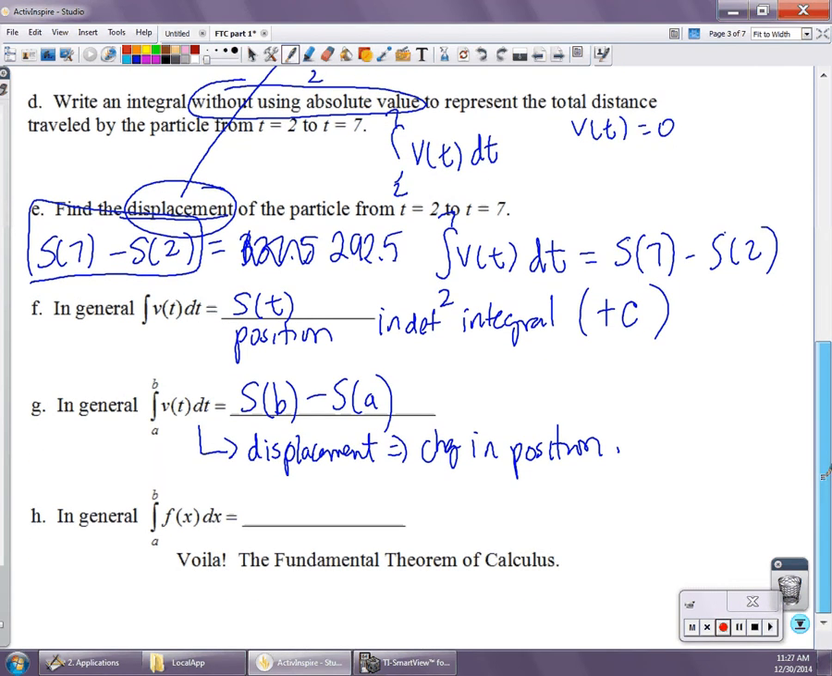And then in general, not just on a velocity function, but any function, when we find the antiderivative of little f, we go back to the original function, which is big F. We evaluate the original function at the upper bound minus the original function at the lower bound, and this is the fundamental theorem of calculus. This is how we analytically evaluate definite integrals without having to use areas.